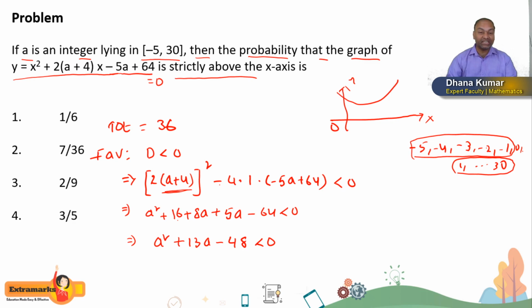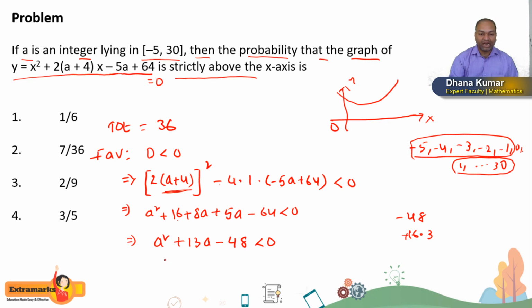How to solve quadratic inequalities? You have to use the Wavy-Curve method. Wavy-Curve method means first of all you find factors. What are the possibilities? Product minus 48, sum plus 13. The possibility will be 16 and minus 3, since 16 minus 3 is 13.